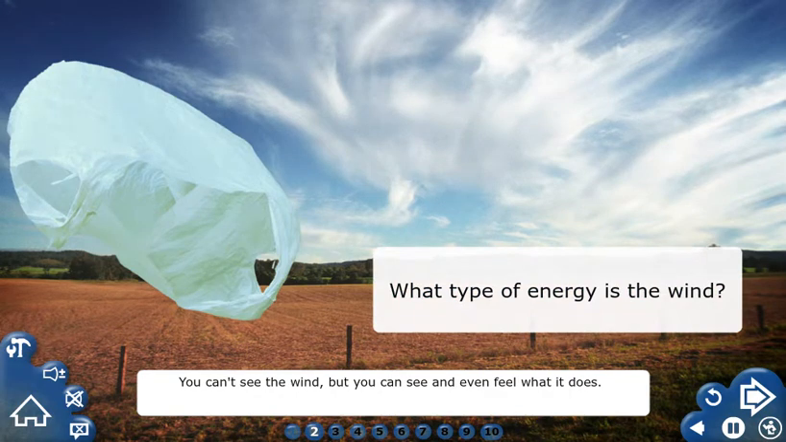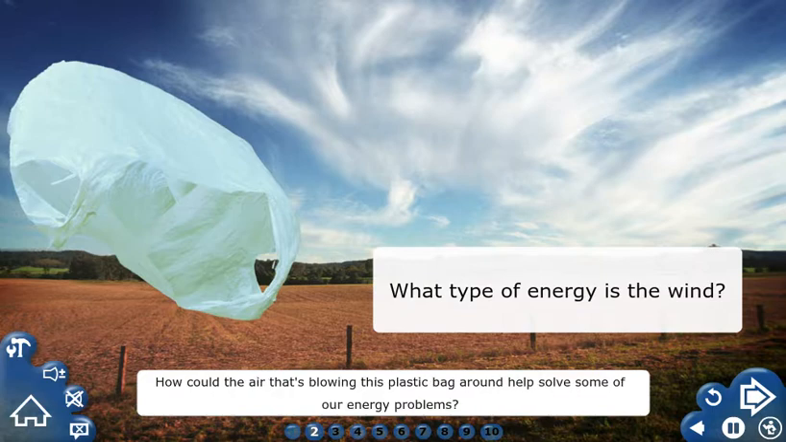You can't see the wind, but you can see and even feel what it does. How could the air that's blowing this plastic bag around help solve some of our energy problems?